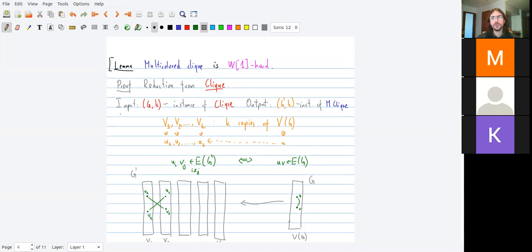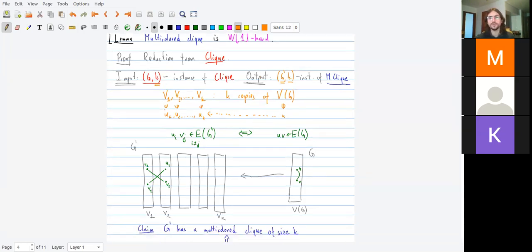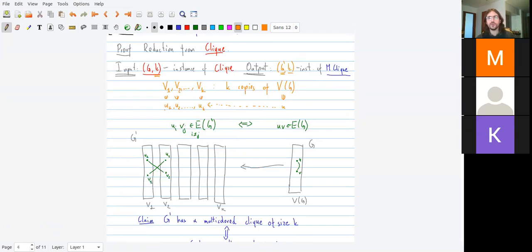So on input, what I get is an instance of the clique problem, so say G, K. And I would like to output a new instance, an instance of the multicolored clique problem with a new graph G prime. So this will be a modified graph I will construct in a moment. The new parameter will be exactly the same as the input parameter. So the parameter blow up is governed by the identity function. So there's no problem with the parameter. So how do I construct G prime?